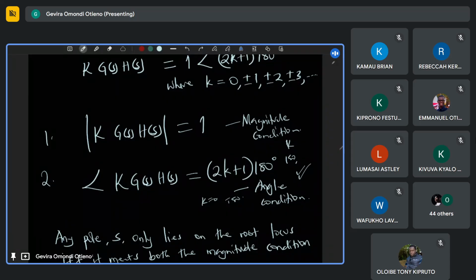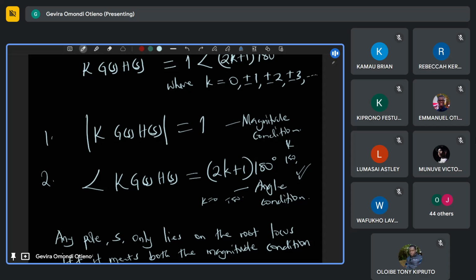What that therefore means is that whenever we are testing whether a point lies on the root locus, we start by testing the angle condition, because the true purpose of the angle condition is to tell us whether that point lies on the root locus. But then we must also test it on the magnitude condition. What the magnitude condition does is to give us the gain K at which that point lies on the root locus. So it's not just enough to note that the point lies on the root locus.